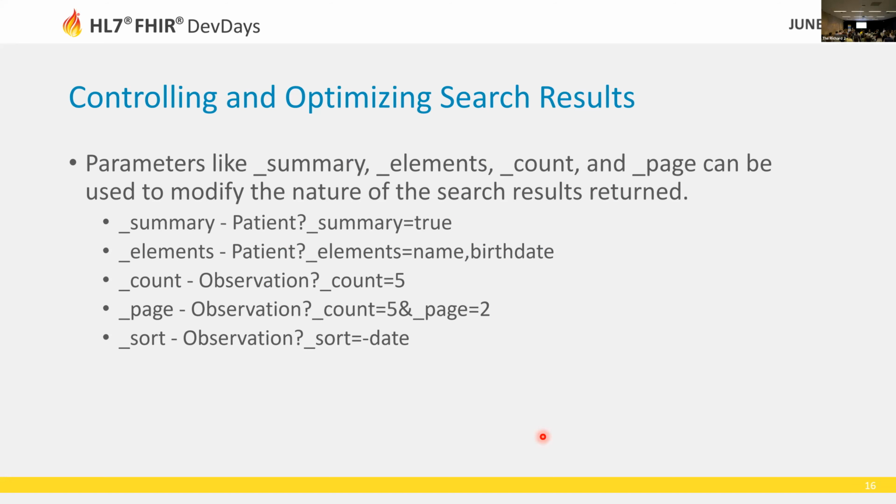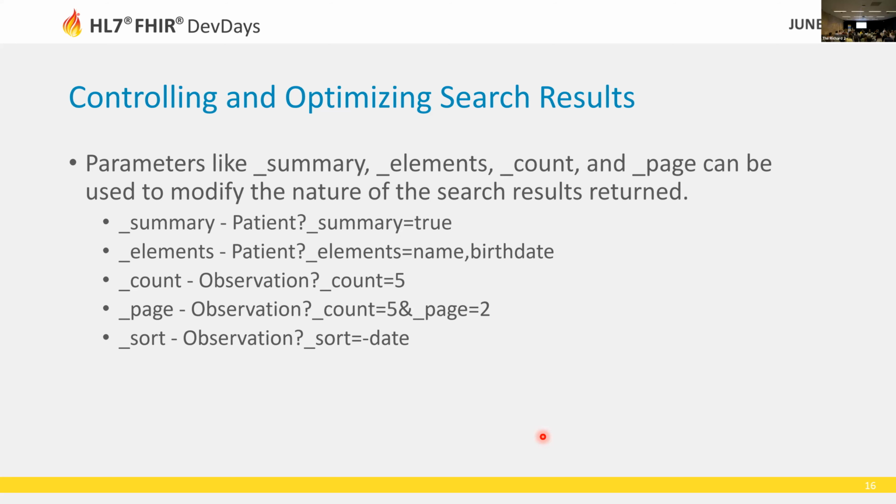We have these different parameters in FHIR, _summary, _elements, basically to control and optimize our search results. It's possible that you're getting this vast amount of data in the response, right? How do you deal with that performance-wise? So we have these different parameters which you can use. So you can use _summary.